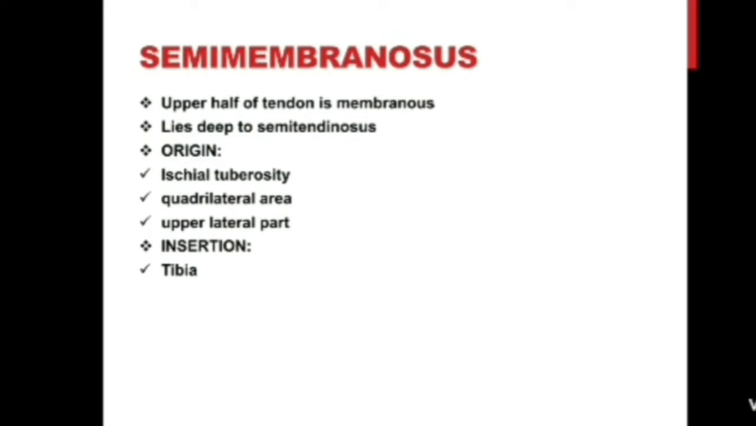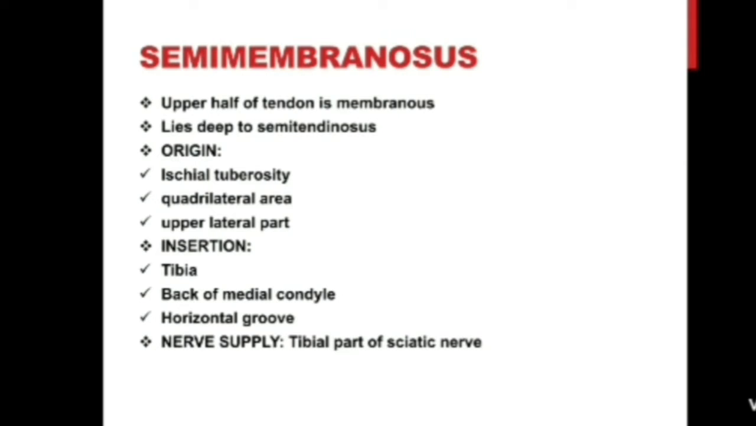And where on the tibia? It's obviously going to be at the back of the tibia, on the back of the medial condyle of the tibia in a horizontal groove. So the insertion of semimembranosus is the horizontal groove on the back of the medial condyle of the tibia. The nerve supply is something I hope you're all saying along right now, which is the tibial part of the sciatic nerve, which is a characteristic feature.